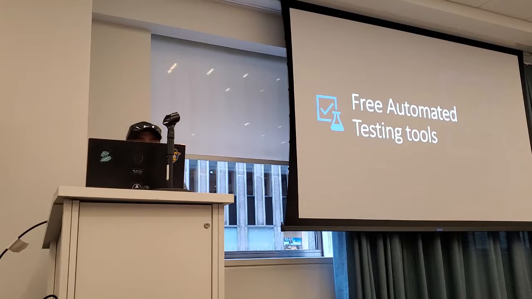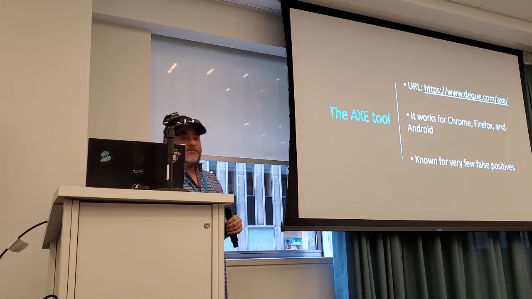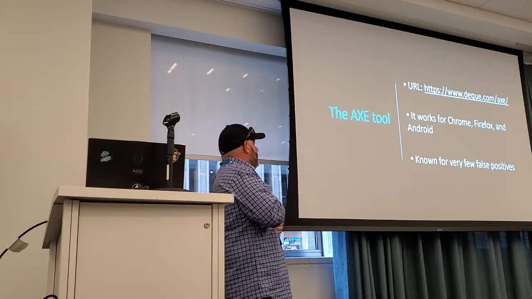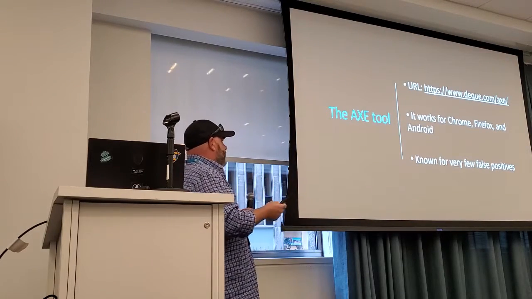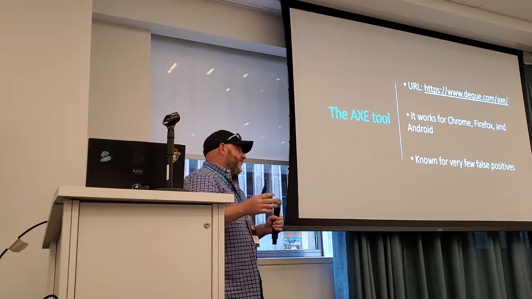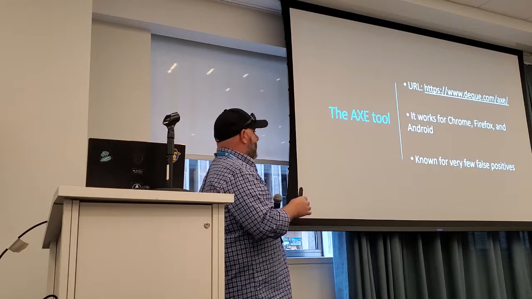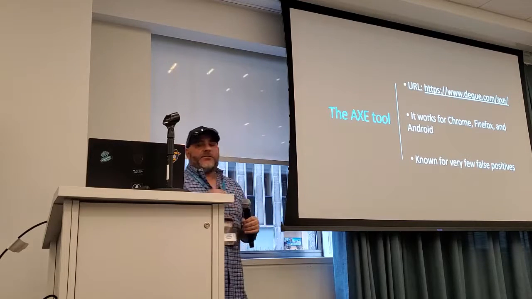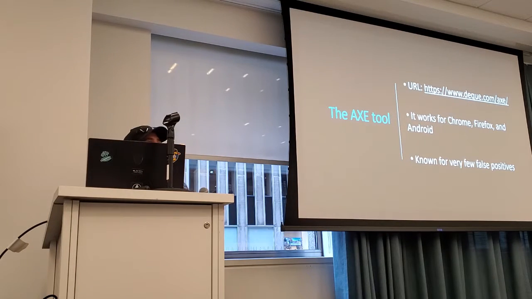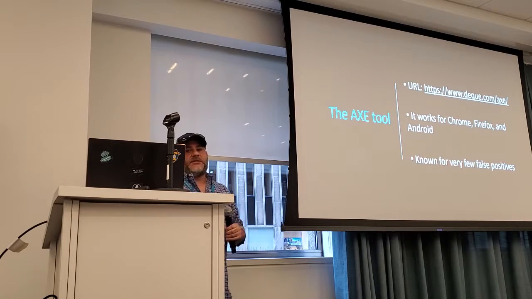All right, we're gonna get into some free automated testing tools. All right, this is from Deque, the Axe tool. This is my personal favorite. It works with Chrome, Firefox, and Android, and it's known for very few false positives. Nothing's perfect, but out of all the automated testing tools out there, this gives you the least amount of false positives because they err on the side of caution. They say if we don't know, we're not even gonna announce it.